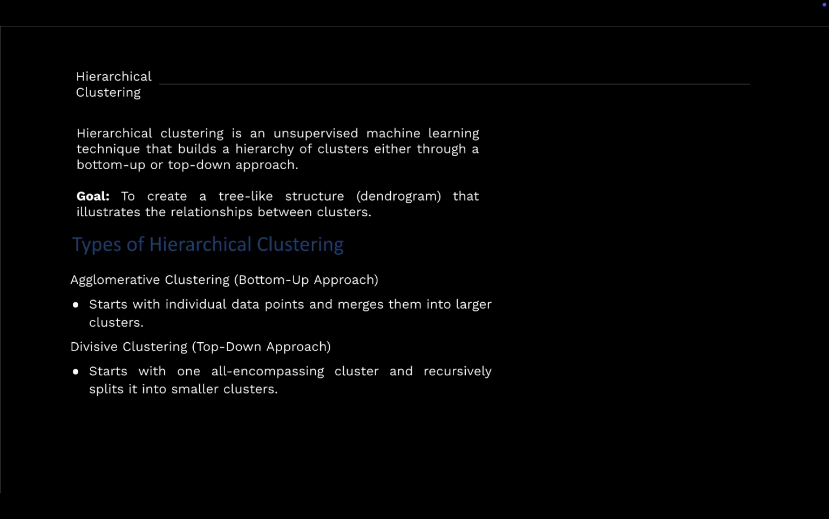So next up is hierarchical clustering. Hierarchical clustering builds a hierarchy of clusters, forming a tree-like structure called a dendrogram. There are two types of hierarchical clustering. First is agglomerative, a bottom-up approach that merges data points into clusters, and divisive, a top-down approach that splits clusters. This technique is useful when we need a visual representation of data relationships or don't know the number of clusters ahead of time. We can cut the dendrogram at a certain height to get the desired number of clusters.